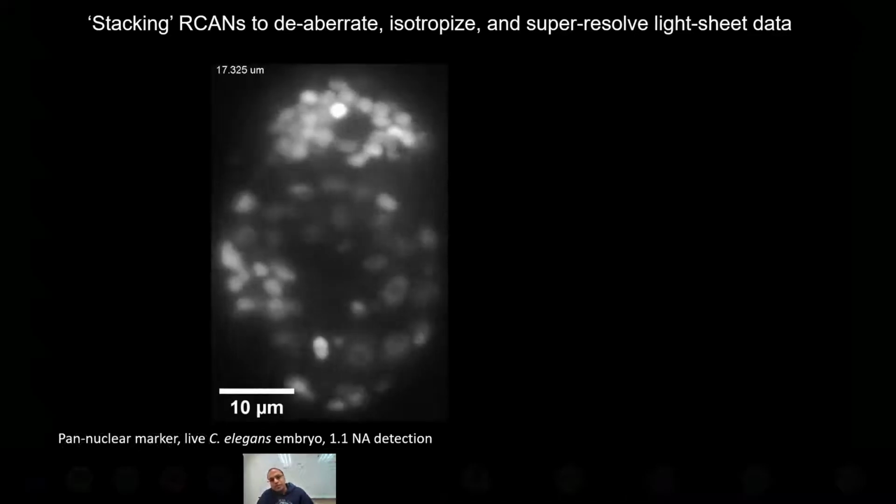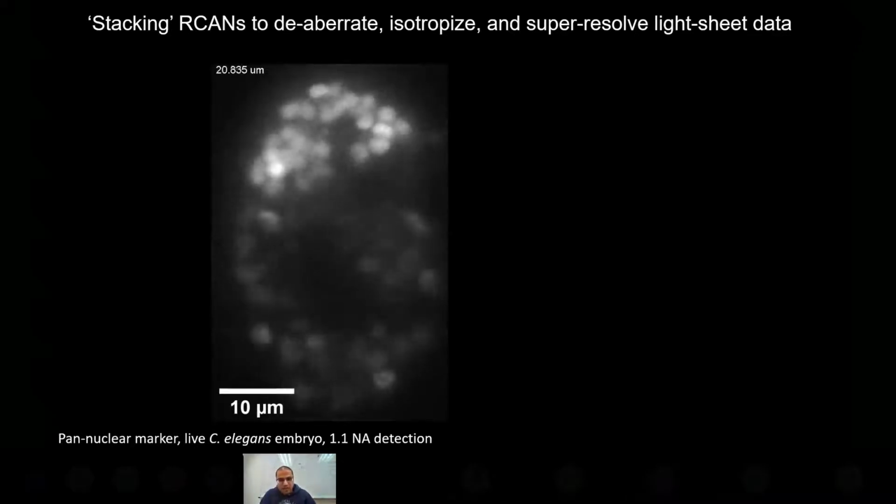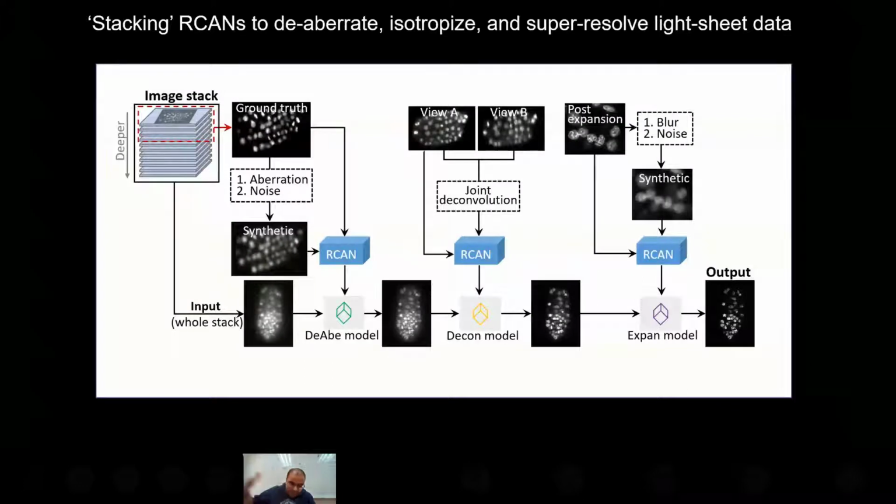Ideally, you would like to de-aberrate, isotropize, and super-resolve all of this data. And so that's what we've done. We've trained a multi-step deep learning pipeline to do this. We synthetically produce aberrations, which we then remove using an RCAN, de-aberrating the data. One advantage of this light sheet microscope is we can take multiple views of the specimen and use joint deconvolution to produce a classical reconstruction with isotropic resolution. We can use this to deconvolve the data and make it isotropic. And then finally, using what we learned from expansion microscopy, we've developed methods to expand the worms. And then that gives us a super-resolution ground truth. And so we can super-resolve the data.